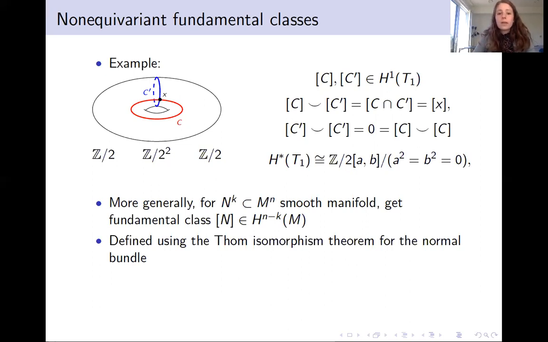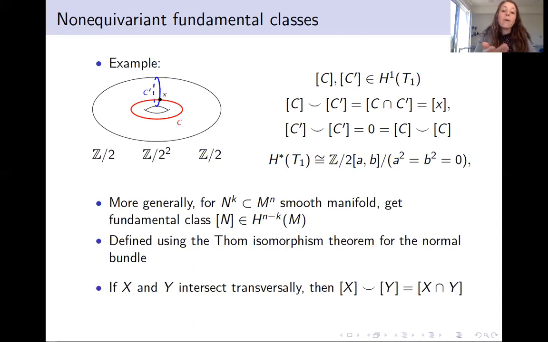Okay, so more generally, if M is an n-dimensional smooth manifold and N is a k-dimensional smooth submanifold, then we get a fundamental class, some cohomology class in the cohomology of M, and the degree of this class is given by the codimension of the submanifold. Okay, and one way to define these fundamental classes is using the Thom isomorphism theorem for the normal bundle. And in general, if X and Y intersect transversely, then we have this intersection product.